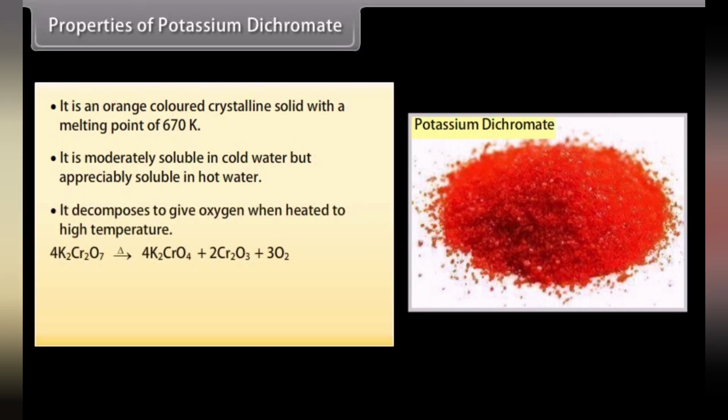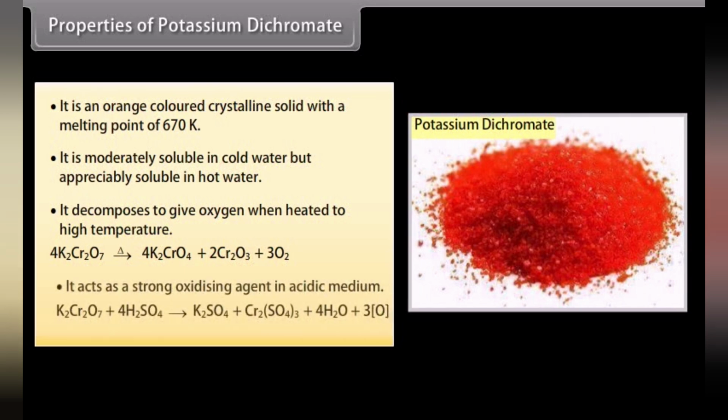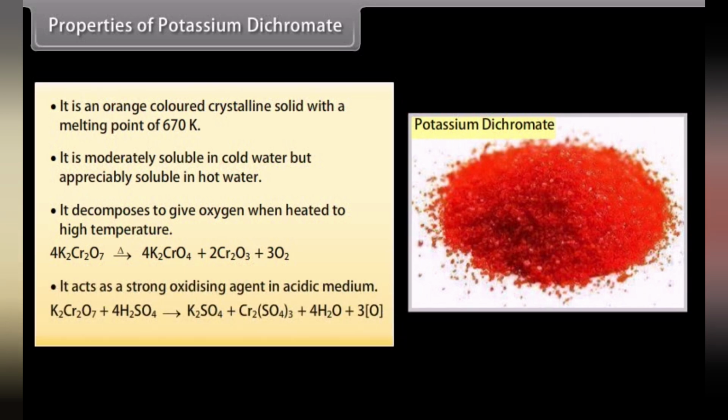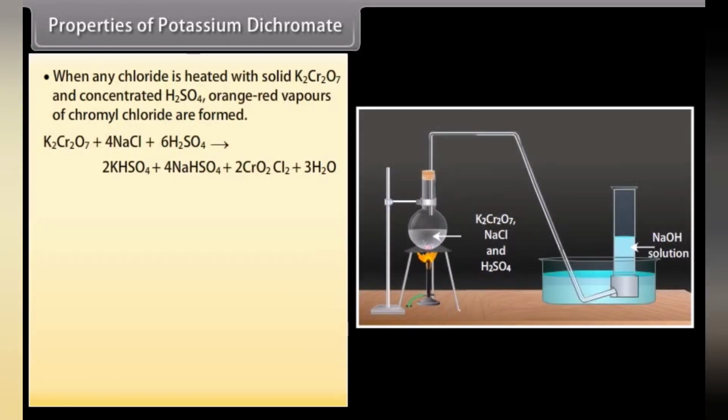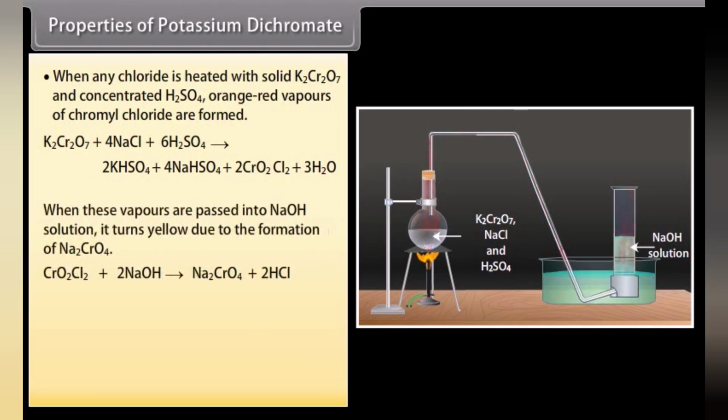It decomposes to give oxygen when heated to high temperature. It acts as a strong oxidizing agent in acidic medium. When any chloride is heated with solid K2Cr2O7 and concentrated H2SO4, orange-red vapors of chromyl chloride are formed. When these vapors are passed into NaOH solution, it turns yellow due to the formation of Na2CrO4.